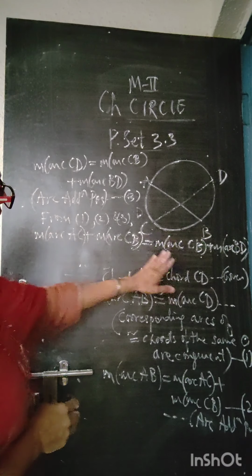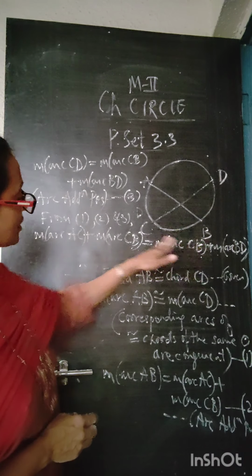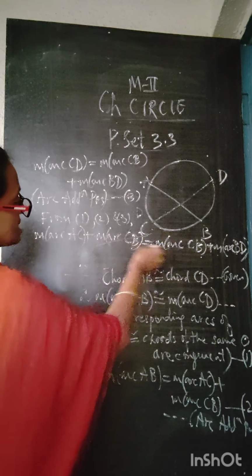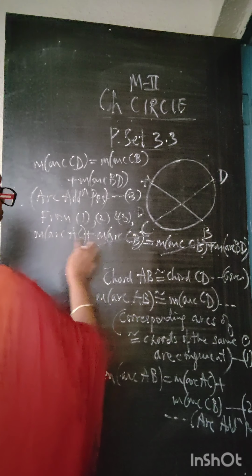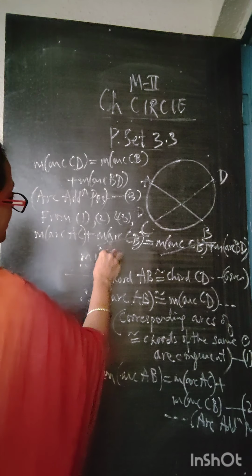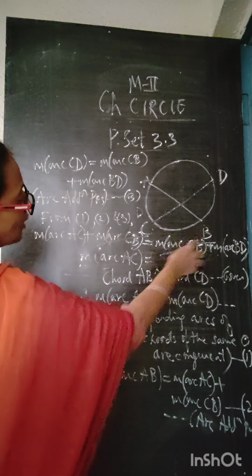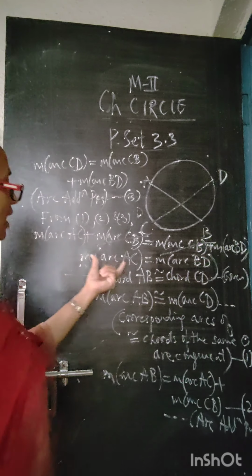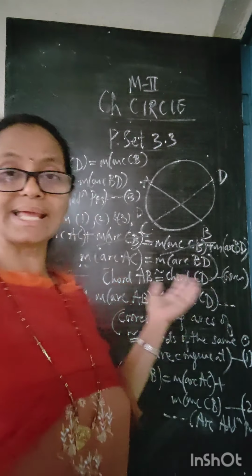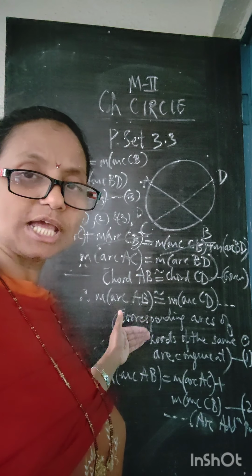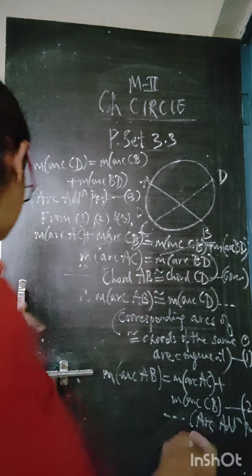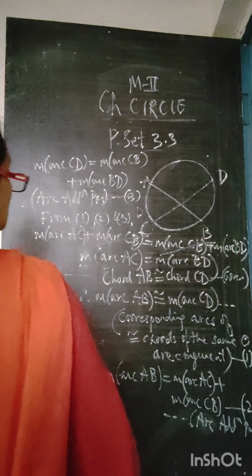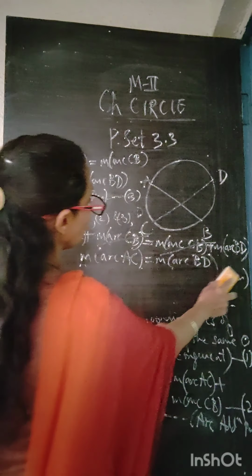Now this side is equal to this side. What is the same on both sides? Measure of arc CB, measure of arc CB. Whatever is the same gets cancelled. So measure of arc CB gets cancelled. What remains is measure of arc AC equal to measure of arc BD. And this is what we had to prove. Therefore arc AC is congruent to arc BD.